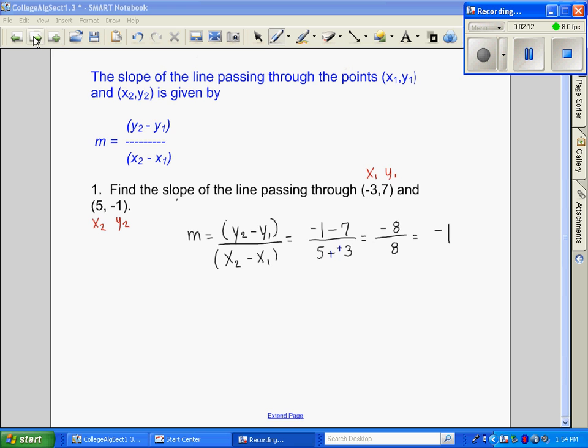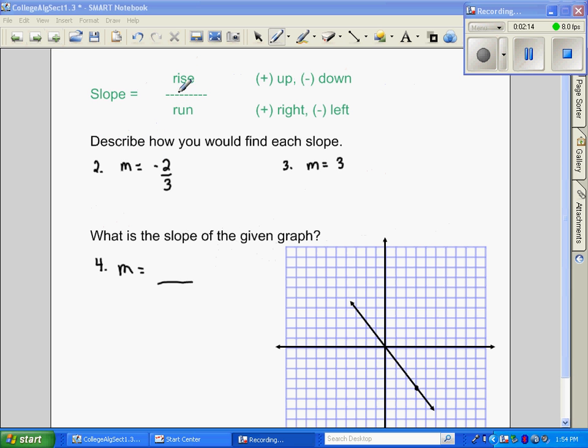Next, we will discover how to find slope using rise over run. Most of the time this is when we're given a graph and asked to find the slope. Some directions: if the rise is positive, we want to go up; if it's negative, down. And for our run, if it's positive, we want to go to the right, and if it's negative, we want to go to the left.